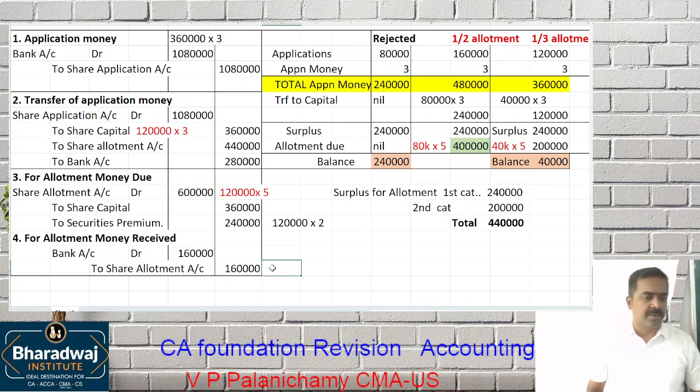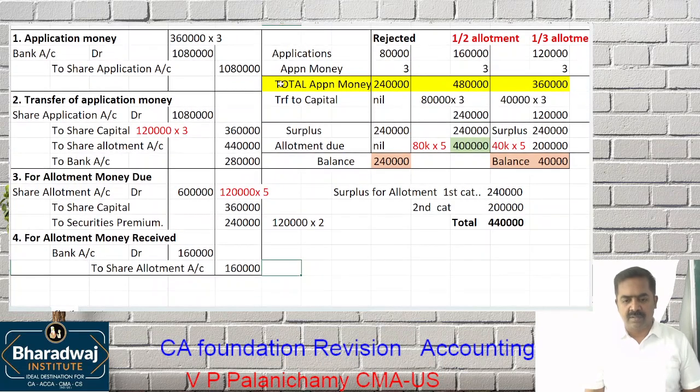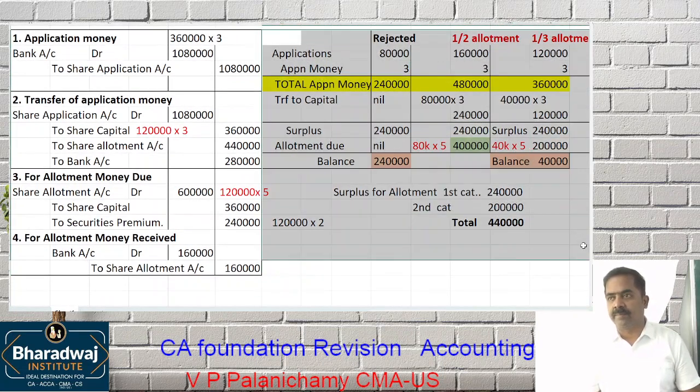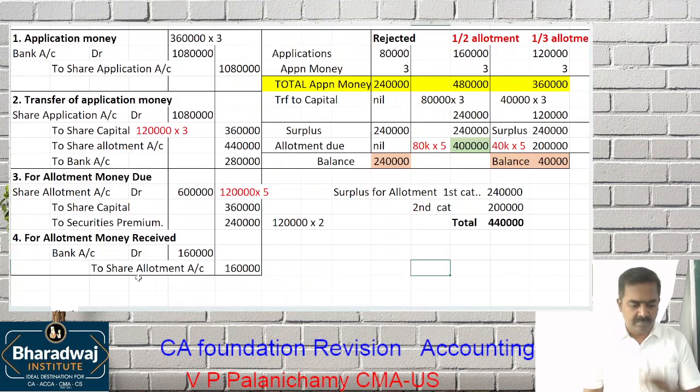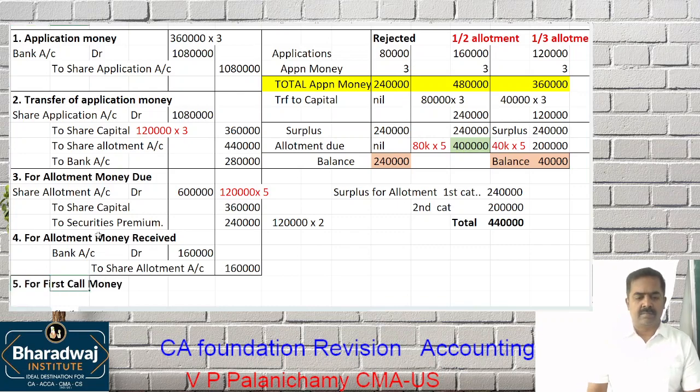Take it up, have you copied until now? This table is over. Next, pass the entry for first call money. Try it, the rest is all simple. There is no further working. You can just pass first call, final call, and cancellation. Try it.